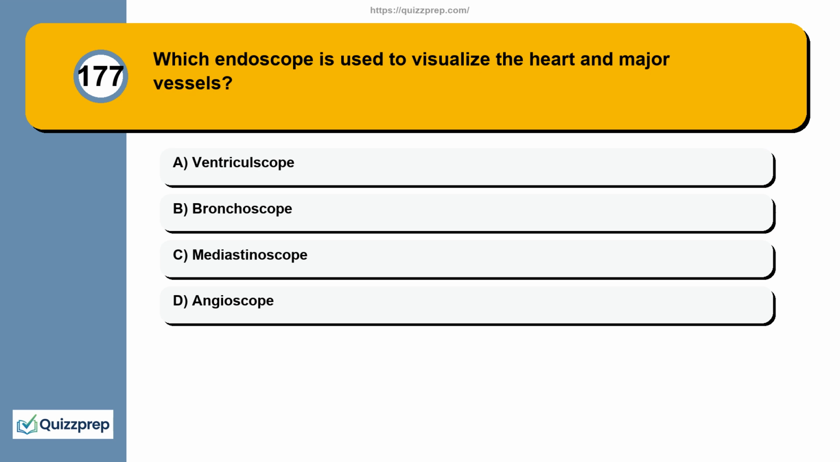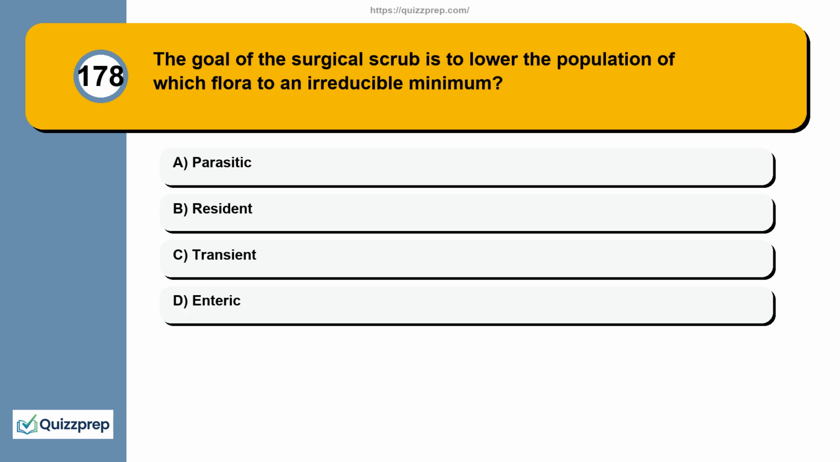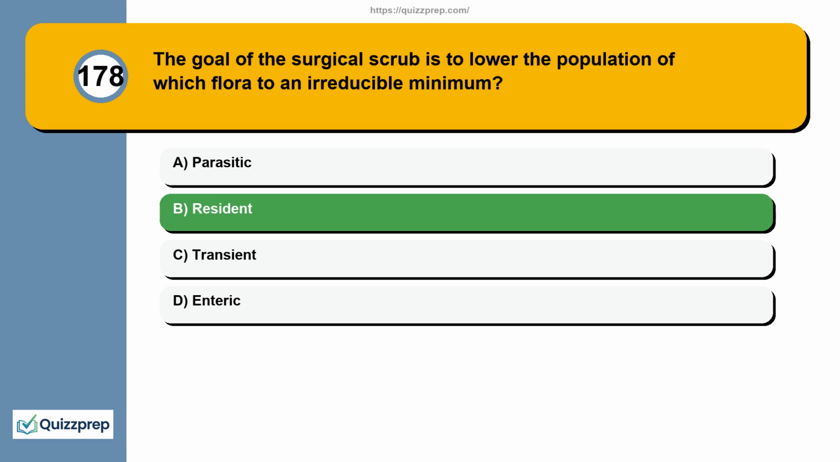Option B, bronchoscope. Option C, mediastinoscope. Option D, angioscope. The correct answer is option D, angioscope. Question 178. The goal of the surgical scrub is to lower the population of which flora to an irreducible minimum? Option A, parasitic. Option B, resident. Option C, transient. Option D, enteric. The correct answer is option B, resident.